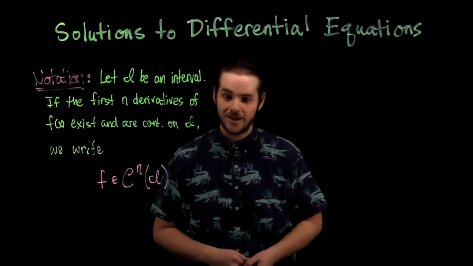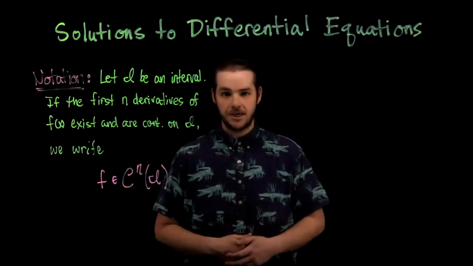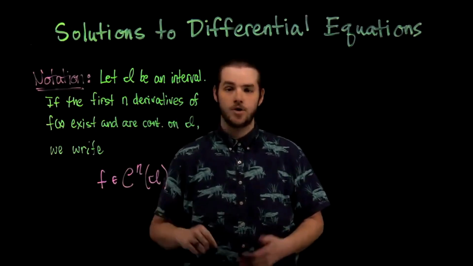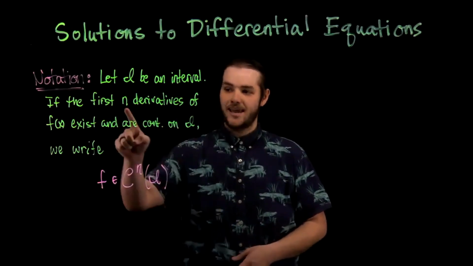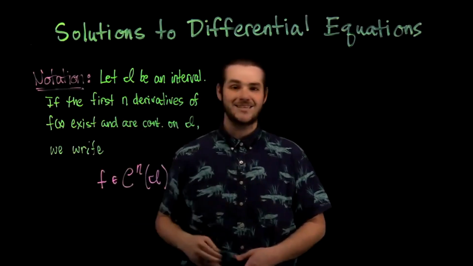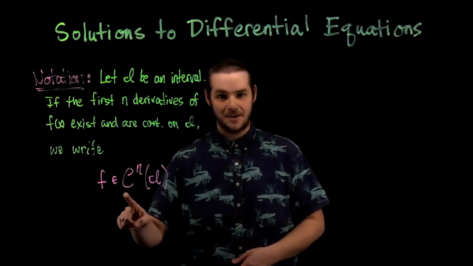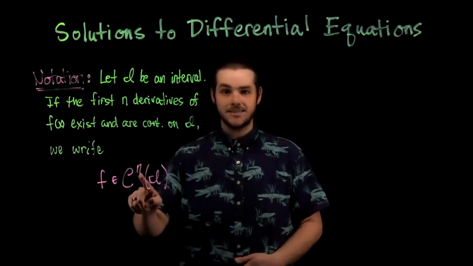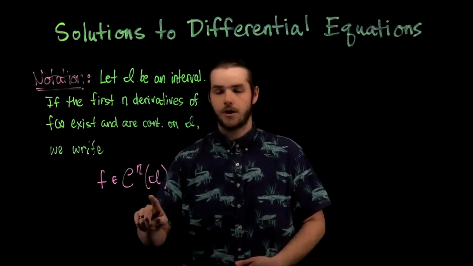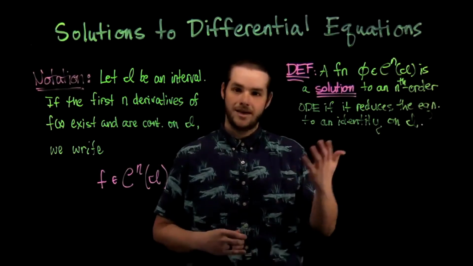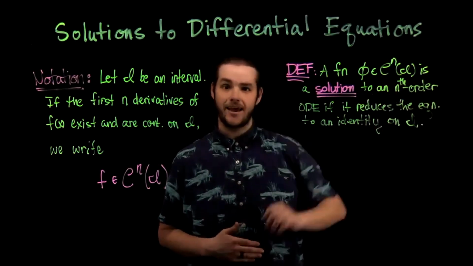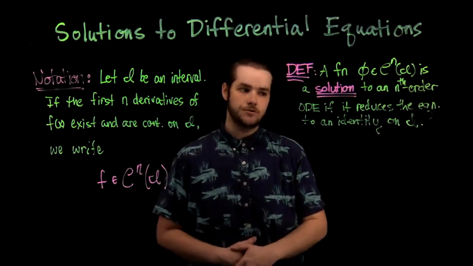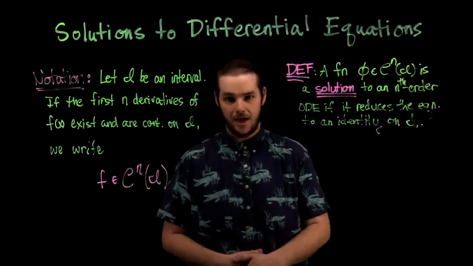Before I actually get to answer that question, I need to share a little bit of notation with you first. When I write f is in C^n of I, really what I mean is that the first n derivatives of f exist and are continuous, hence the C, on the interval I. The way we might read this is that f is n times continuously differentiable on I. So, now we can say that any C^n function is a solution to an nth order ODE if it reduces the equation to an identity on I.